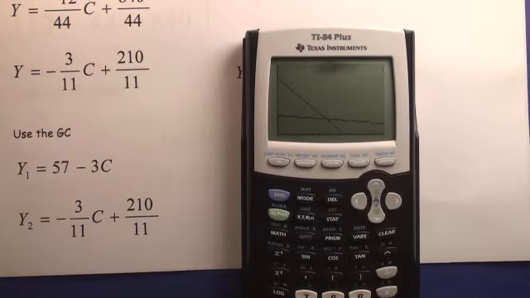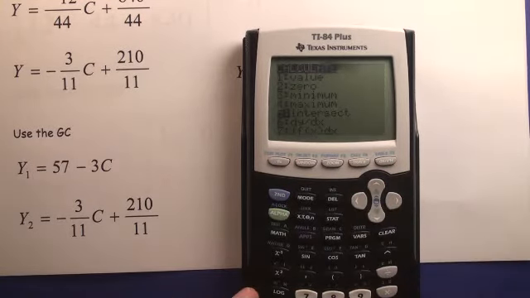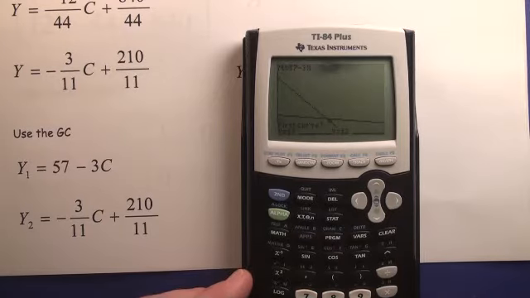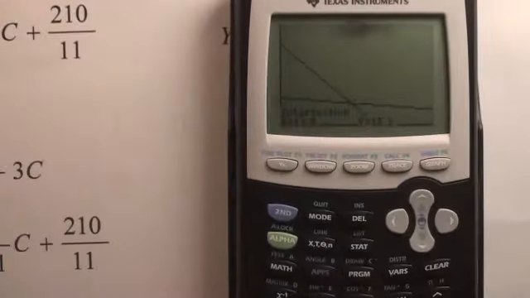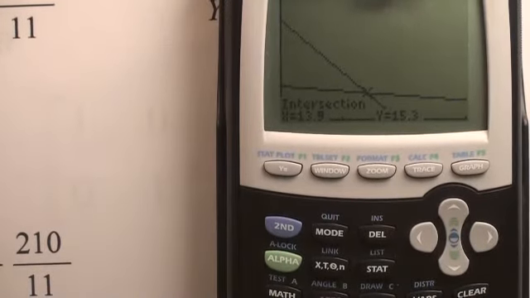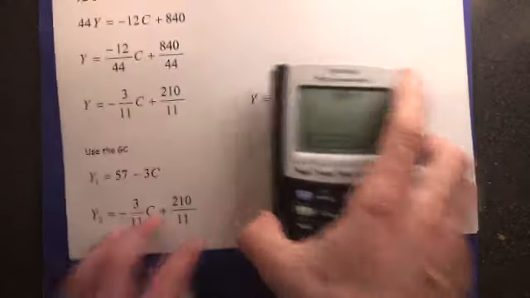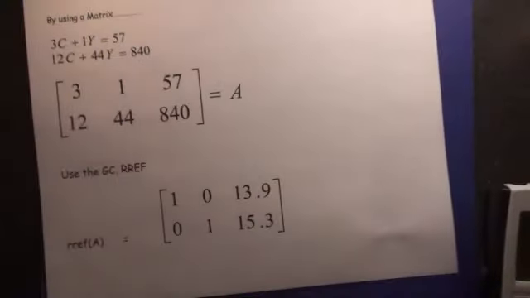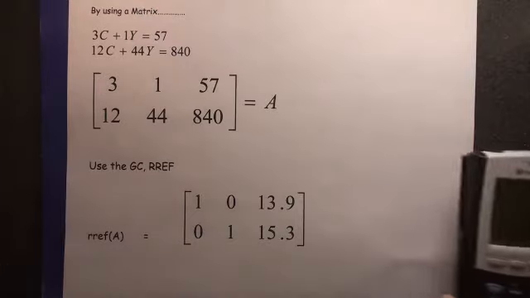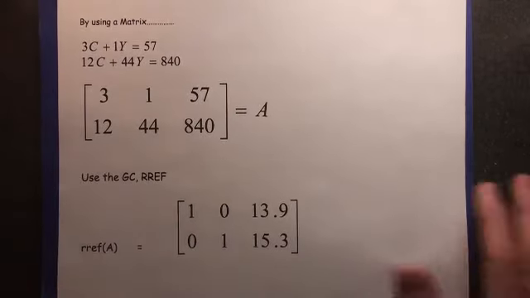To calculate the point of intersection, we do second calculate, intersect, press enter 3 times, 1, 2, 3, and lo and behold, we get the 13.9 for x and the 15.3 for y. That's exactly the point of intersection which satisfies the system of equations. All right, there's another way to do this by using a matrix. So we're getting a lot of different ways to solve this here.